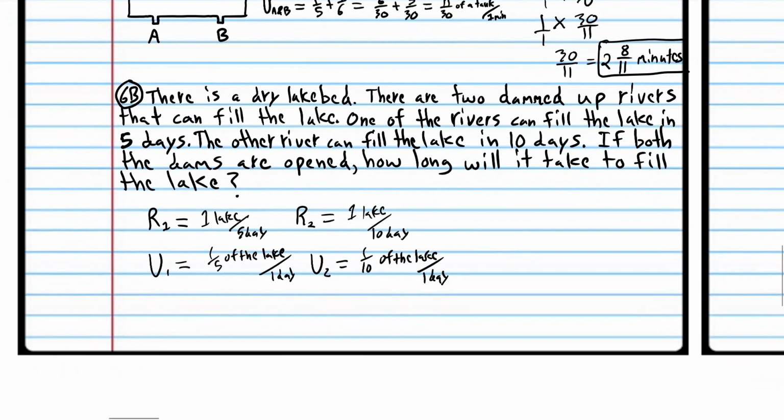So we want to find the unit rate, how fast it's going to fill up the lake if we open both dams and let both rivers flow. That's just going to be 1/5 plus 1/10. So we cannot add those fractions because they don't have a common denominator. So we're going to multiply both sides of this fraction by 2 using the fundamental principle of fractions. And now we can add those up, and we have 3/10 of the lake is filled per day.